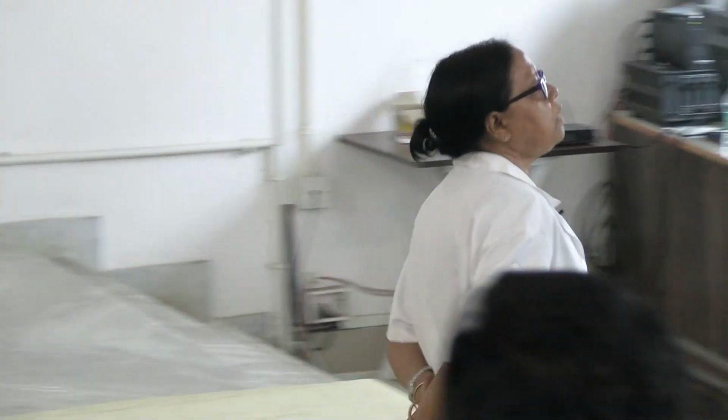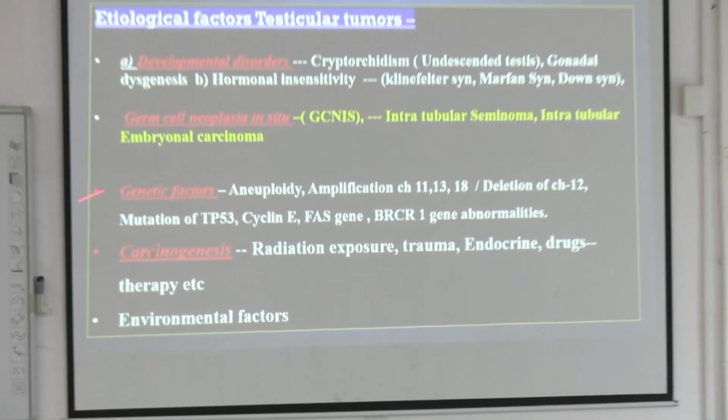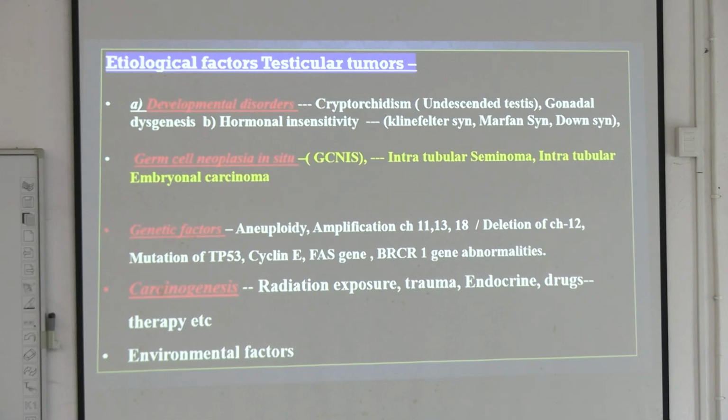Now, what are the etiological factors of testicular tumor? It may occur due to a developmental defect, or germ cell neoplasia already existing there, or a genetic defect, or the patient being exposed to some carcinogens. So, what are the developmental defects?